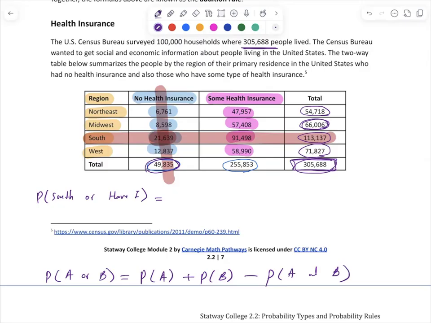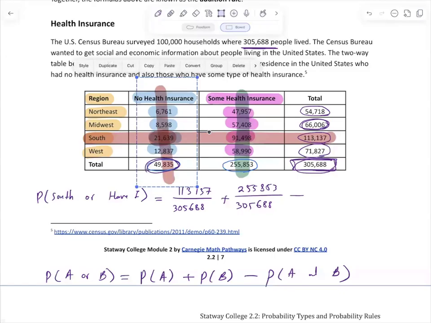Take a look at this. What is the probability of living in the South? The number of people who live in the South is 113,137 divided by the total number of people in our survey, 305,688, plus the probability of B, having some insurance. Having some insurance is basically 255,853 out of 305,688, minus the probability of their intersection.